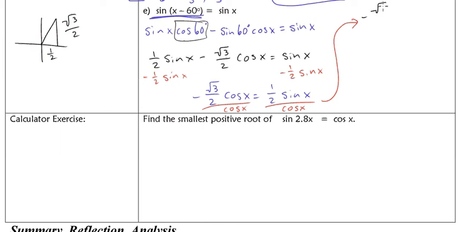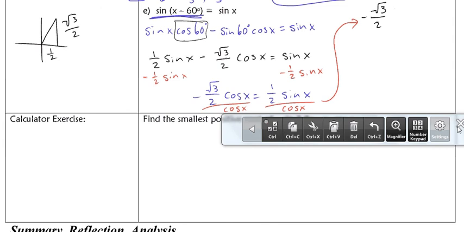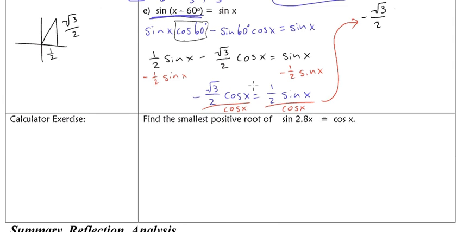and that'll give us negative square root of 3 over 2 times, well, what's cosine of x divided by cosine of x? That's just 1. And we don't even really need that 1 in there, but I'll leave it in there for just a moment. Equals 1/2 times tangent of x.